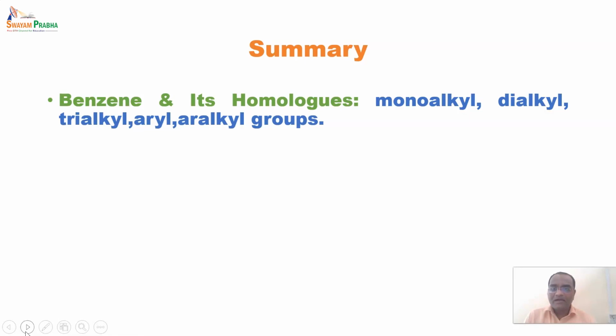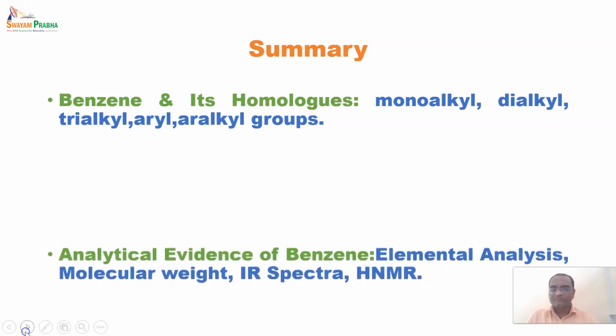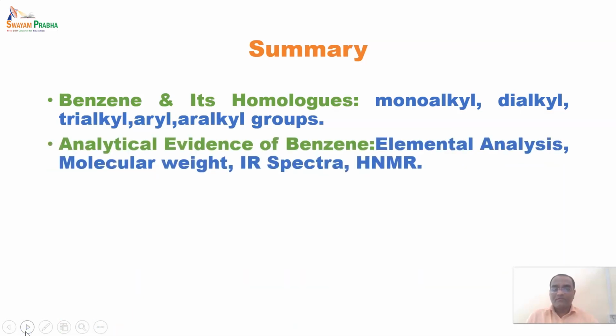After that, trialkyls, which are systematically numbered and named. After that, aryl. In this class, we saw an example of phenyl, orthotoluene, metatoluene, and paratoluene. And arylalkyl, we saw an example of benzyl having one substitution, after that benzyl having two substitutions, and after that benzo having three substitutions.